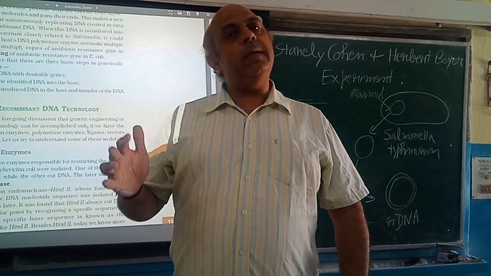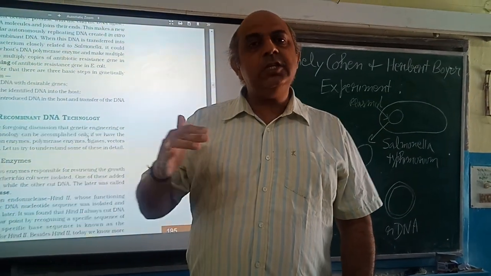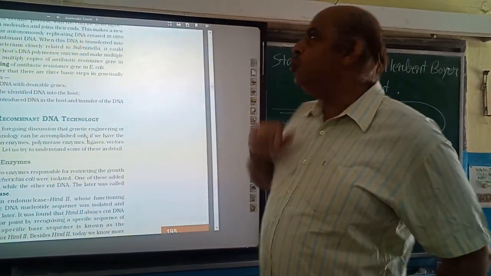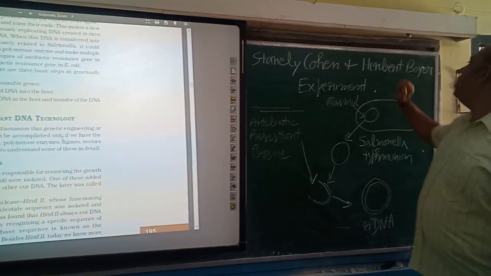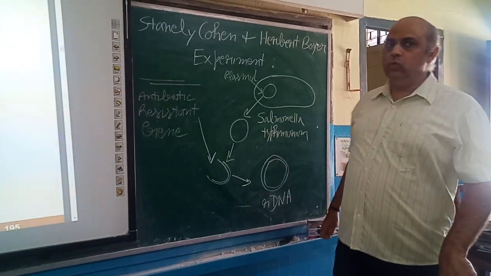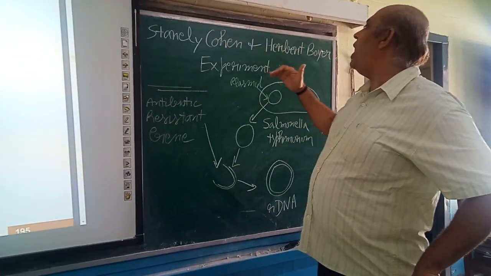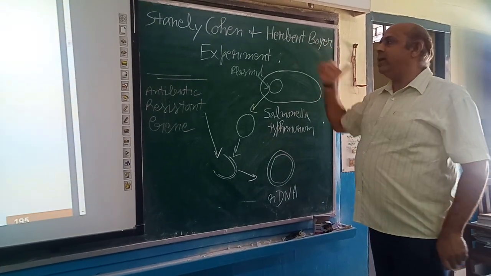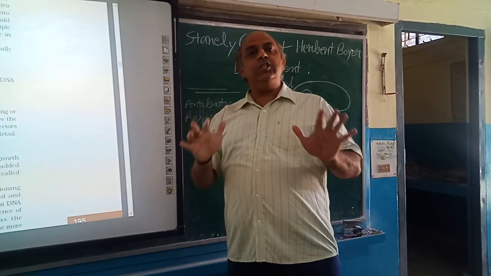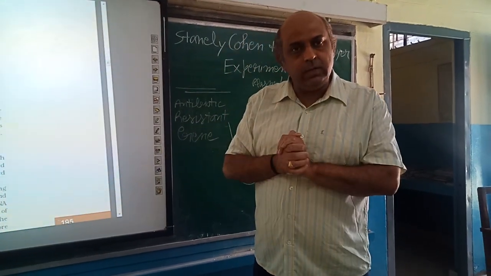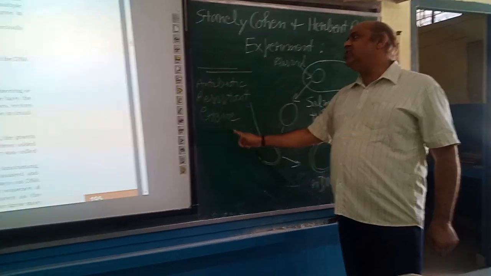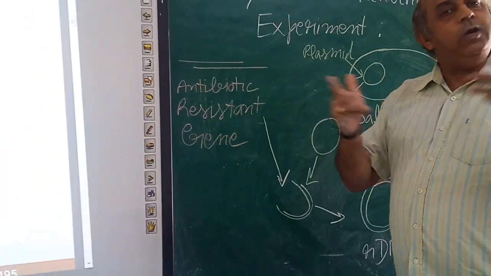The first experiment of biotechnology in which recombinant DNA was formed was done by two scientists, Stanley Cohen and Herbert Boyer, in 1972. This experiment is also called the Cohen and Boyer experiment. This was the first experiment in which a recombinant DNA was formed. They isolated an antibiotic resistant gene from the plasmid of a bacteria.